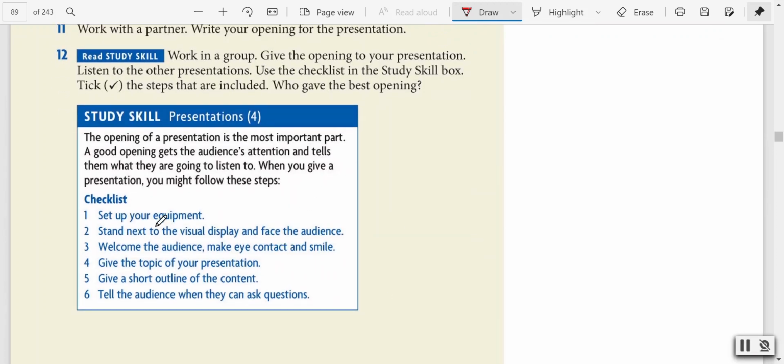In here in the study skill box, we have some steps for what? For opening a presentation. How can you open a presentation? The opening of a presentation is the most important part. A good opening gets the audience attention and tells them what they are going to listen to. Okay, when you give a presentation, you might follow these steps.